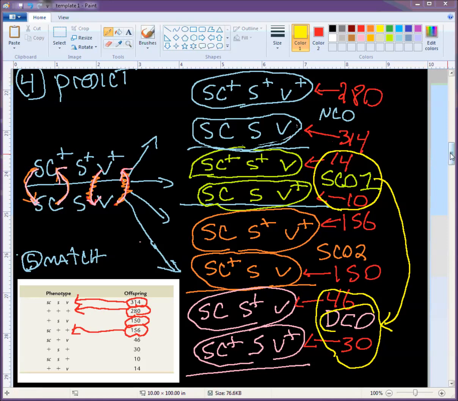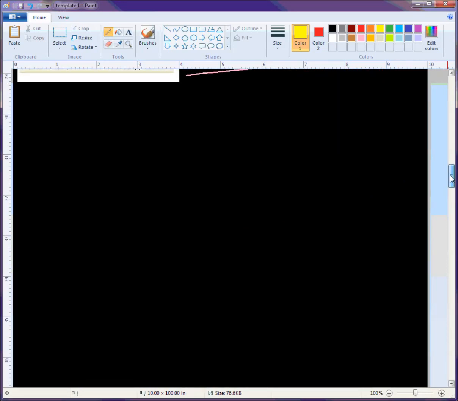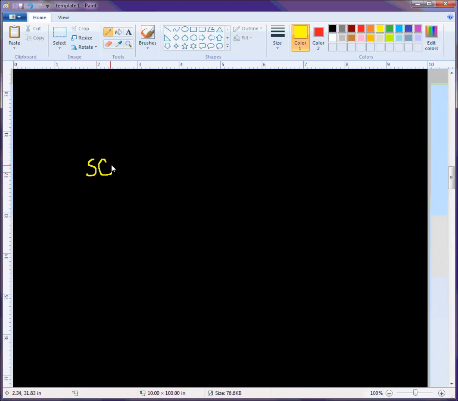Okay, so I think the easiest thing to do is to go all the way down here. Now I'm just going to make a new prediction. This prediction is that SC is in the middle, okay? We'll go with SC. No, you know what? I'm going to go with vermilion in the middle. So now V is in the middle. Okay, now this is the F1 female.